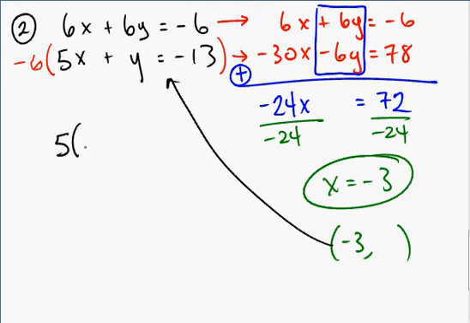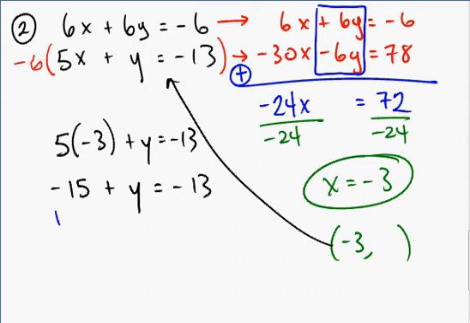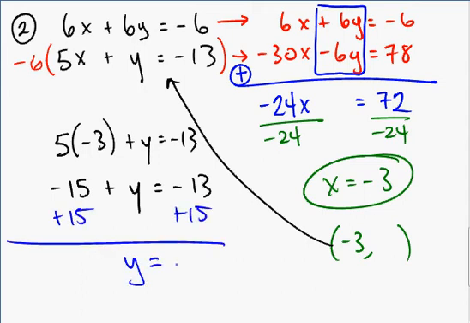Alright, so 5 times negative 3 plus y equals negative 13. This is negative 15 plus y equals negative 13. I'm going to add a 15. And I have y equals 2.